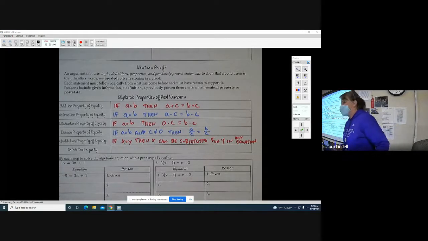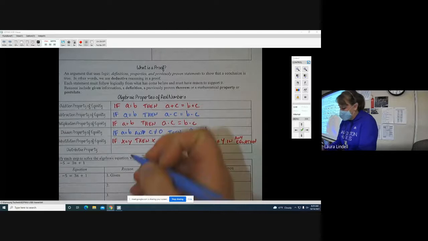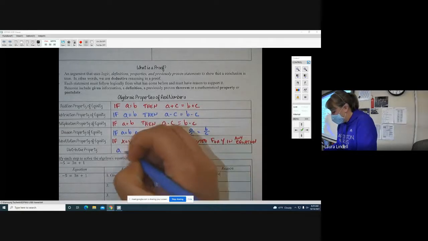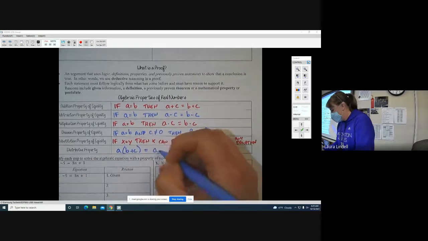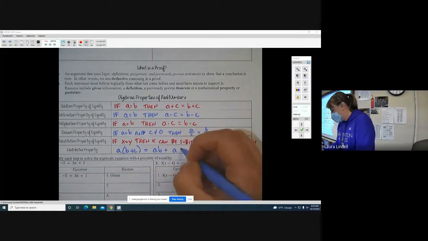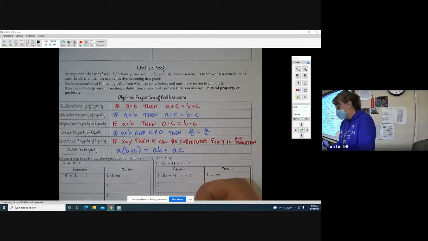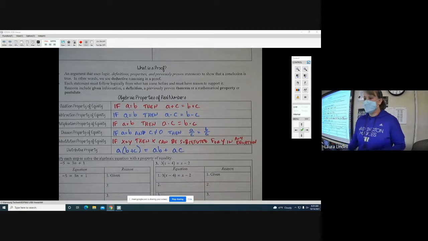All right. And then we have the distributive property, which is also one that was featured in our warm-up this morning. This property is A times the quantity of B plus C in parentheses is equal to A times B plus A times C. Okay.